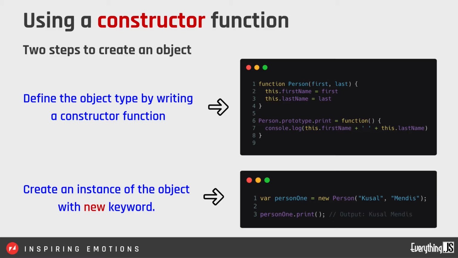And this is another method of how to create an object. This is a constructor function. We can follow two steps to create an object here. You can see in the first step, it creates a function called person, and it passes two values, and we have defined first name and last name as the property keys there.